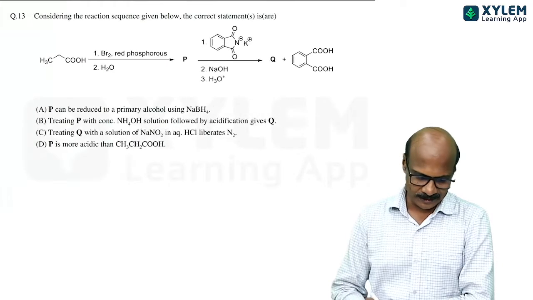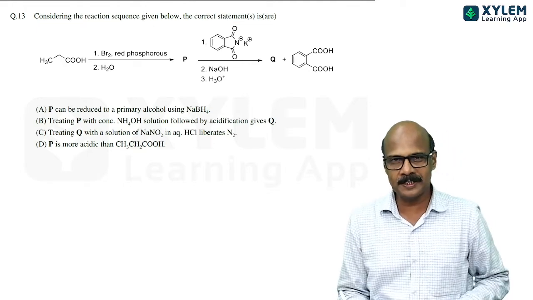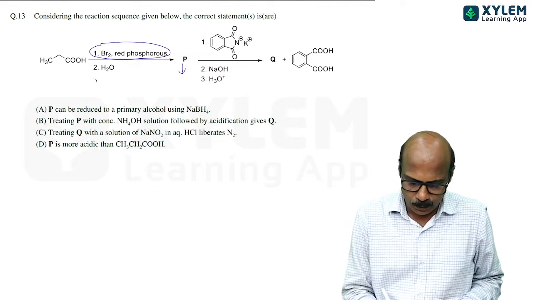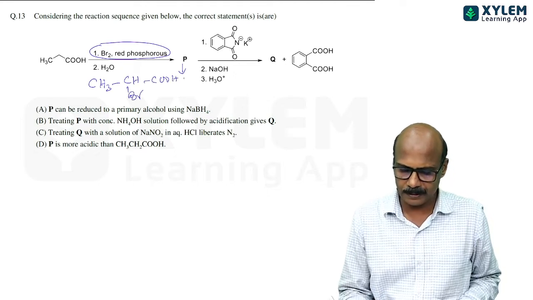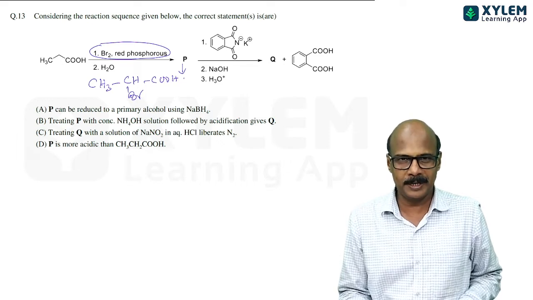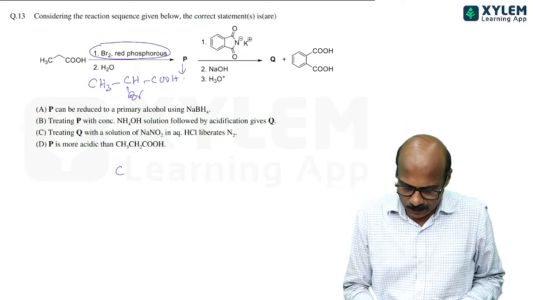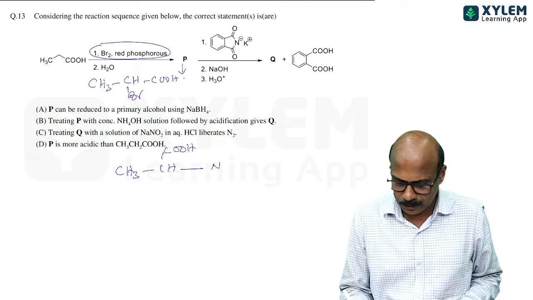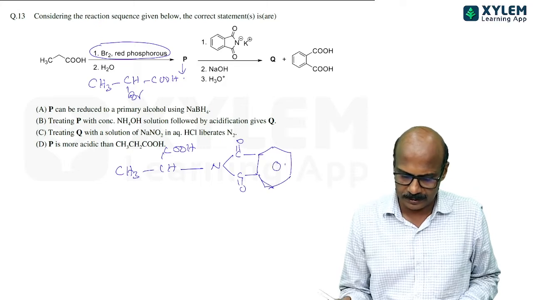Now let me go to the next question. Consider the reaction sequence given below. First, propanoic acid is taken. It is subjected to HVZ reaction. As a result, what can be P? P, no doubt, 2-bromopropanoic acid. Then subjected to what? Potassium phthalimide. So, you are expecting the Gabriel phthalimide reaction here. So, CH3CH(COOH) here, and here you are getting what? You are getting N-alkyl phthalimide in this way. Am I right? So, N-alkyl phthalimide is obtained in this case.